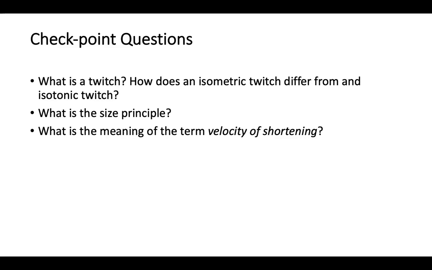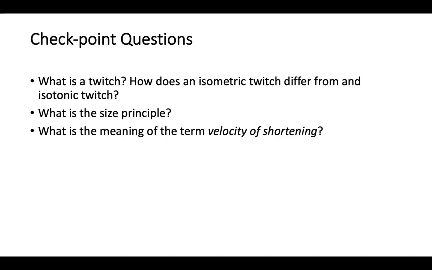So an isometric twitch is constant length, which is perfect. Isotonic twitch is constant tension. Yes, that is absolutely correct. Just to expound on that some more, in an isometric twitch, the length is the same. The muscle does not actually shorten. The muscle length doesn't change because the load is too heavy and the load is never overcome, right?